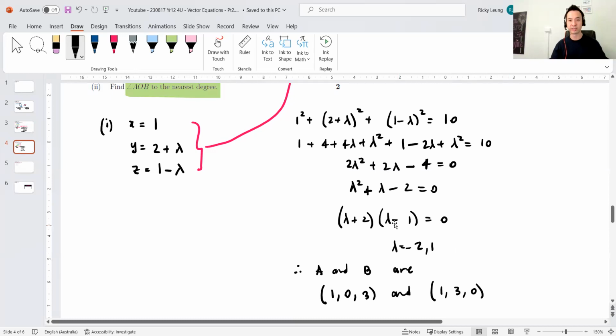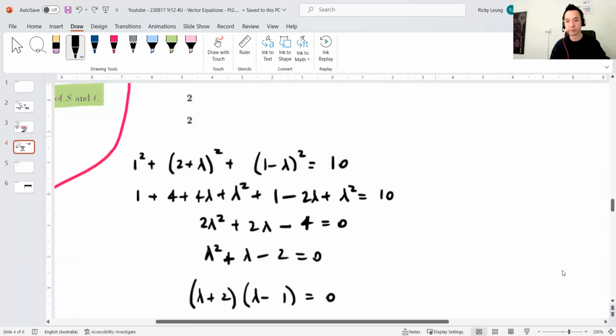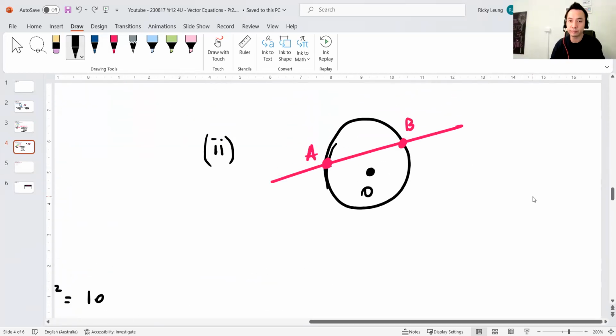Guys, that's 2 marks. Now, for part 2, if this was a circle, I have a line that goes through with 2 key points of intersection, A and B, and the origin is there somewhere. They want me to find, oh, totally missed it. Let me zoom in. They need me to find the angle. That's a very easy vector question, because I already have A and B. What was A and B, by the way?